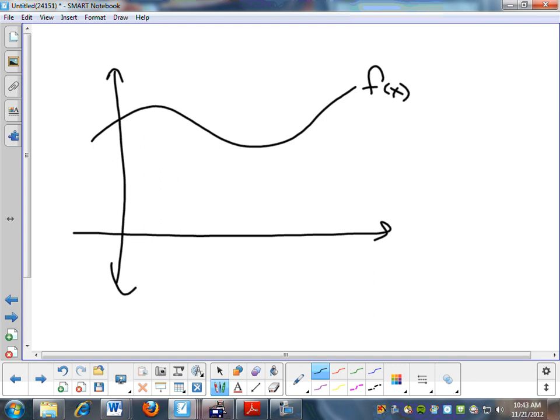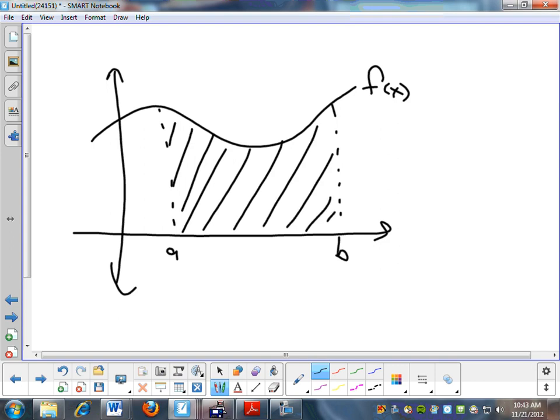Suppose that that's a function bounded by A and B. And I want to know the exact area. I don't have a formula for that. I don't have a circle formula. I don't have a triangle formula. I've got nothing. I can figure out the exact area bounded underneath the curve between two pieces in probably about 10 seconds.